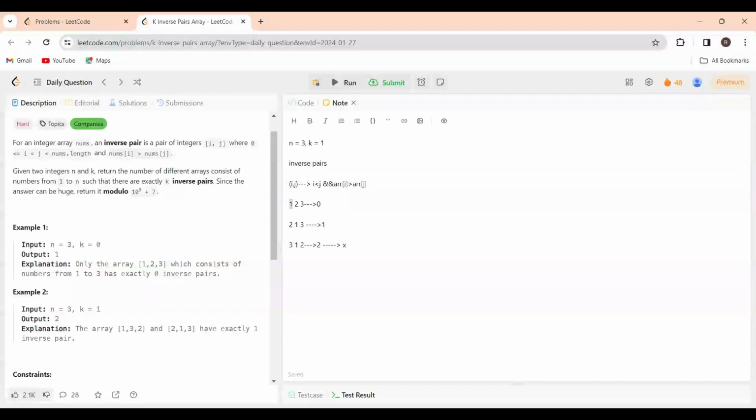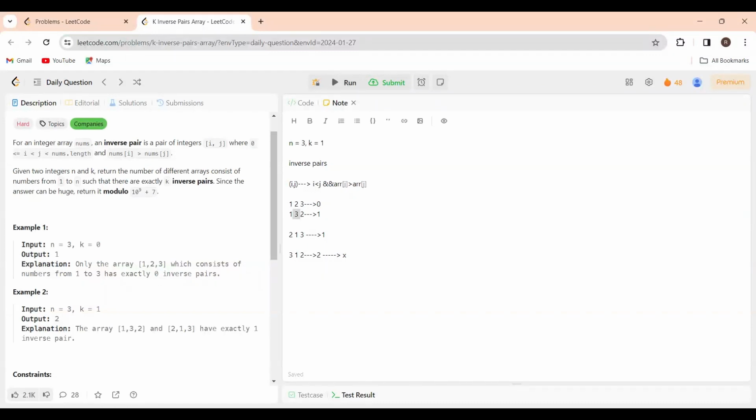So with n minus one elements, how many pairs can I make? I can make k, right? Because initially I make zero pairs, so I need to make exactly k pairs with n minus one elements. Can I make the k pairs with these elements? Yes, I can. So when I keep 3 and 2, it will be 1, right?